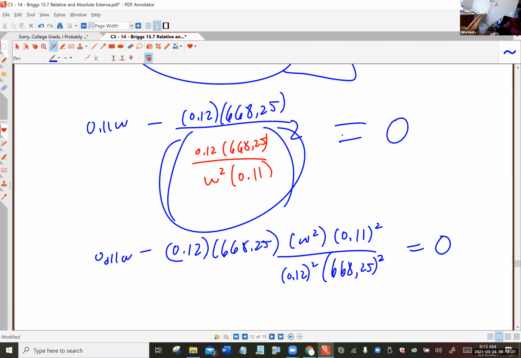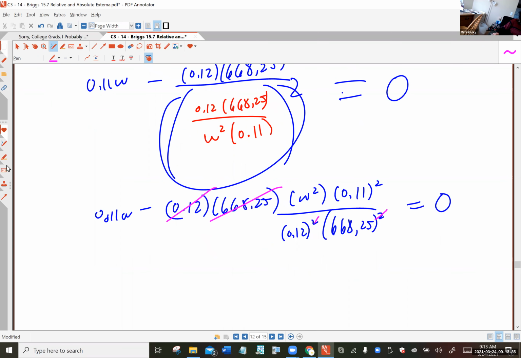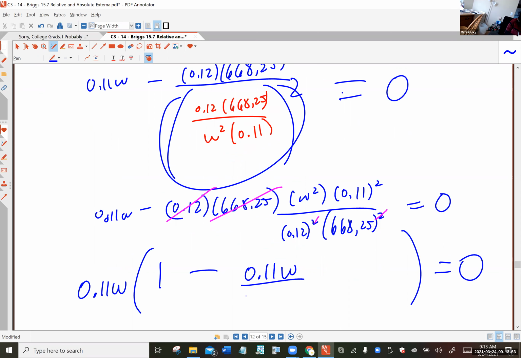So I hope you can see you can do a little bit of reducing here. Well, one factor of 0.12 goes away. One factor of that 668.25 goes away. And that looks like that's it. So then what? Can you say the ZPP? So if I factor out a common factor from this equation, I'll get 1 minus, I factored out a 0.11 W, so I have to remember that.